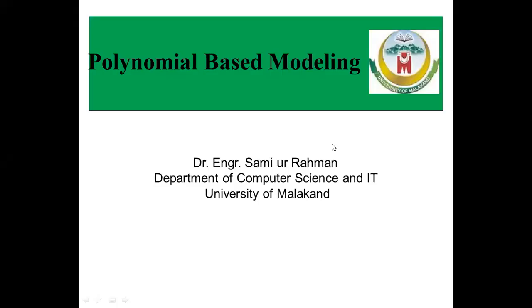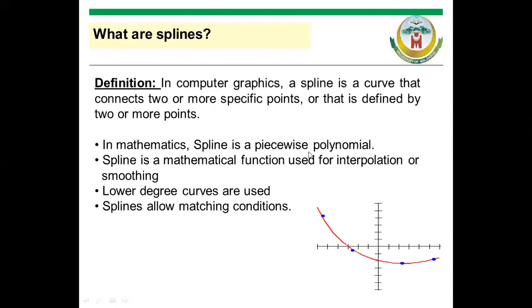Okay, so I gave you an example of how the piecewise polynomial practically works. Now we come to the definitions. In computer graphics, a spline is a curve that connects two or more specific points, or that is defined by two or more points. These piecewise functions are called splines. In mathematics, a spline is a piecewise polynomial. A spline is a mathematical function used for interpolation or for smoothing. These are examples in image processing or sampling.